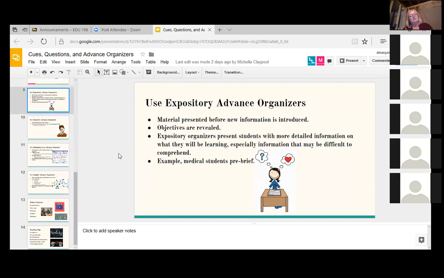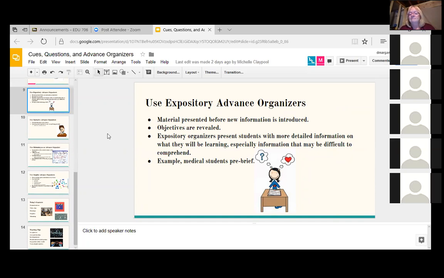So the expository advanced organizer is the one that is generally used. It is the material that is presented before new information is introduced. The objectives are revealed so the students know what they're going to learn. They present students with more detailed information on what they will be learning, especially information that could be difficult for them.